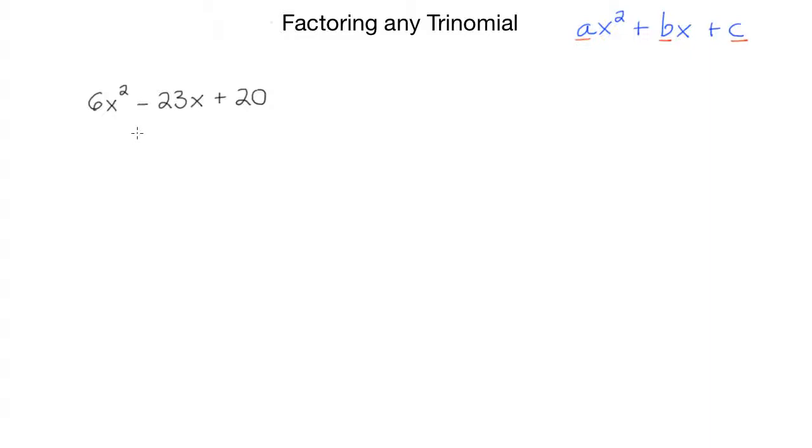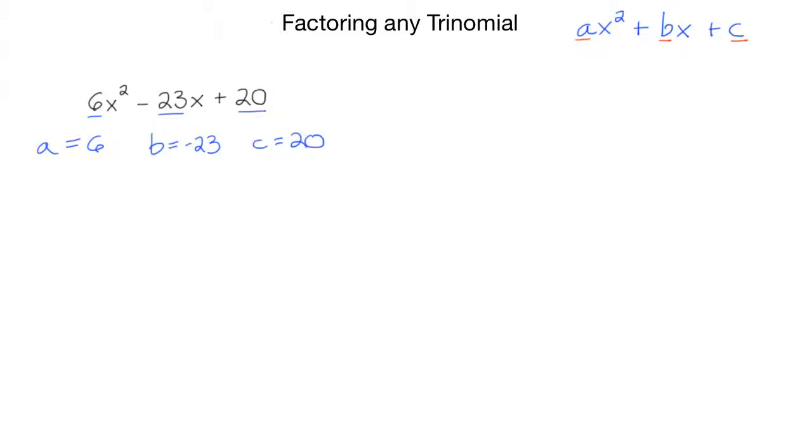Okay, let's get into this polynomial. We have 6x squared minus 23x plus 20, and I want to factor it down. I want to figure out what smaller factors or smaller polynomials multiplied together make it. So to do that, I'm going to look at what a, b, and c are. Let's figure out my coefficients here. In this polynomial, a is 6, b is negative 23, and c is 20. That's my constant term.